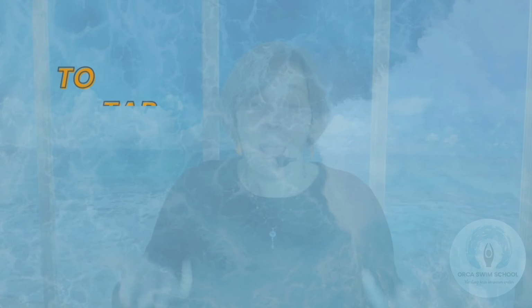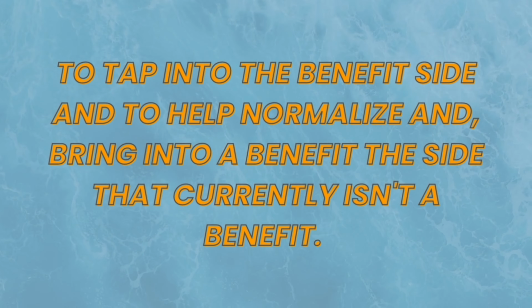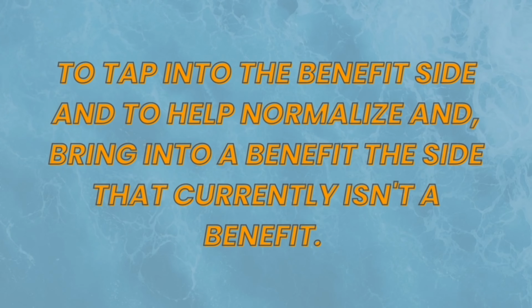Now, for every good side, there is a flip side, and it's useful to look at both sides. So there's a benefit of this way of our brain, of the adult brain, in terms of learning to swim, and there's a not helpful side to it. As teachers, we want to be able to have the balance of both, to tap into the benefit side and to help normalize and bring to a benefit the side that currently isn't a benefit.